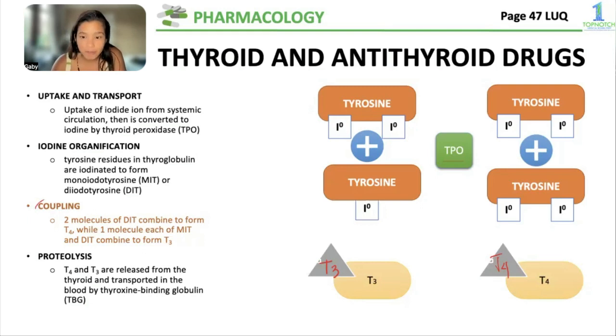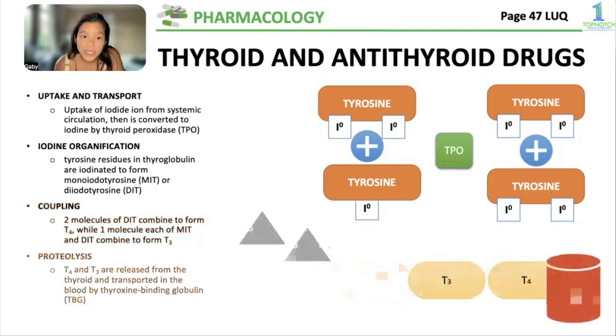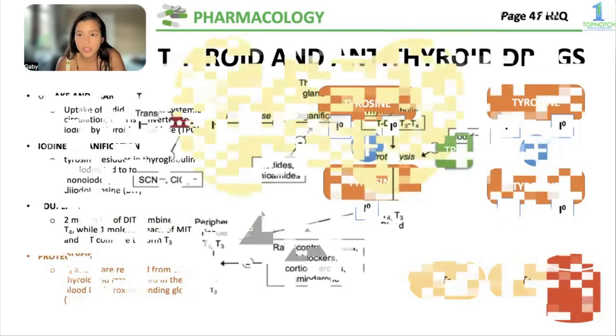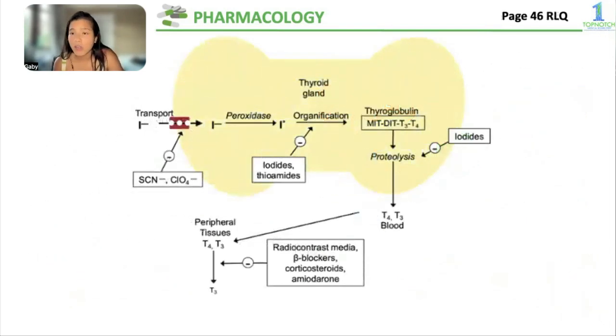And lastly, we have proteolysis, where the T4 and the T3 are released from the thyroid and transported into the blood by your thyroxine binding globulin, or your TBG. So it's released into the bloodstream, and then we can recycle this TG or thyroglobulin for further thyroid hormone synthesis. So this act of proteolysis is inhibited by your iodides, and I'll show you this figure here. So again, all the steps and which drugs inhibit which steps.